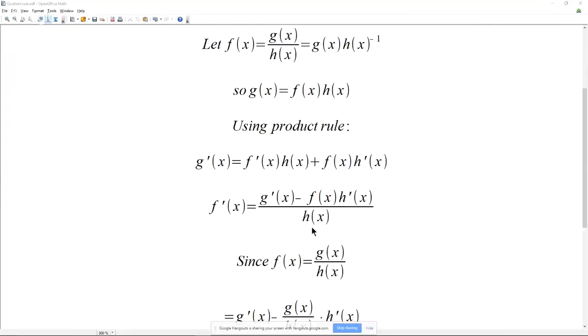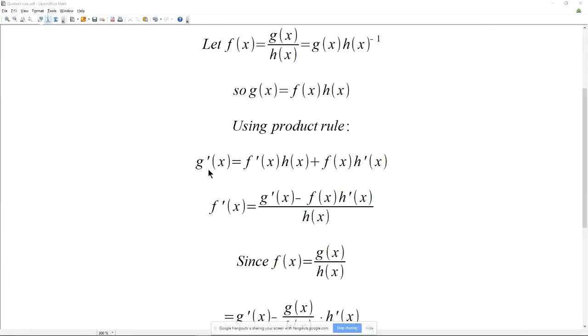So that way, the h of x. Let's see here, g of x. I actually just did this in my head a few minutes ago. So I'm going to subtract. Okay, so here we go. Watch this. So g prime of x, if I subtract this right here and I move it over to this side, I get g prime of x minus f of x, h prime of x. It would be the top row, right? Right. And then I divide each side by h of x. There you go.